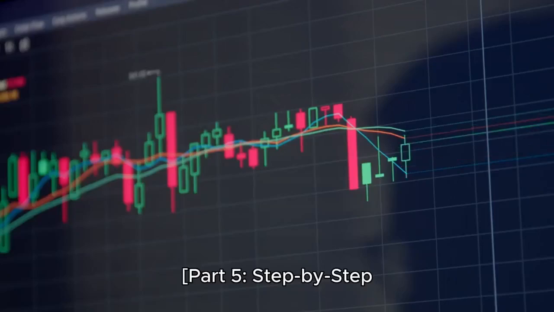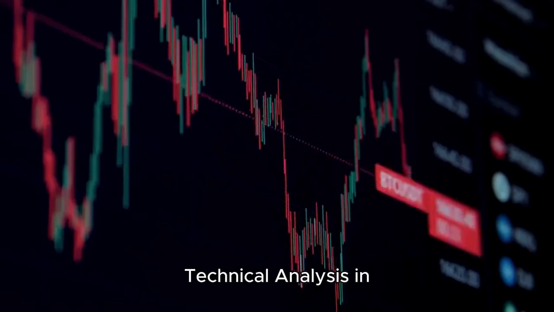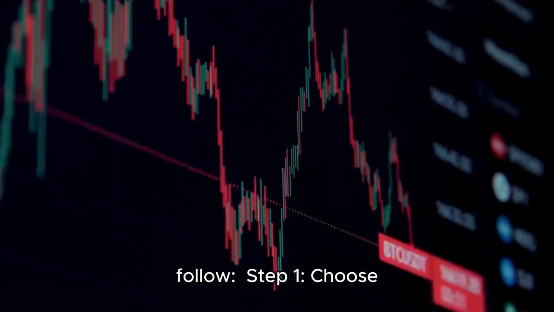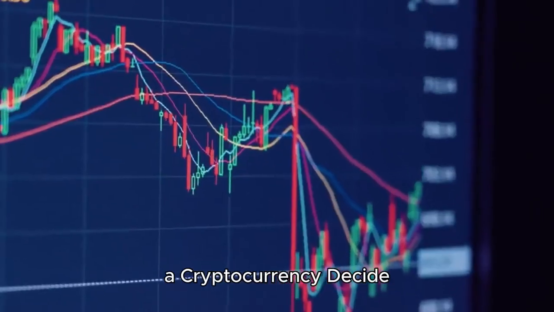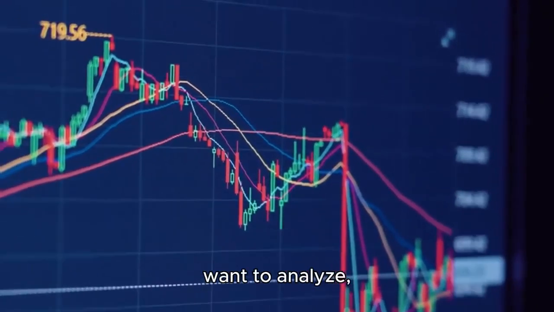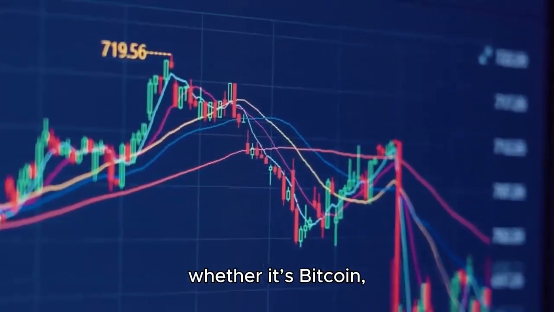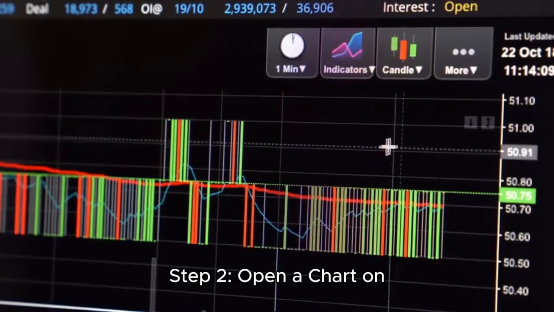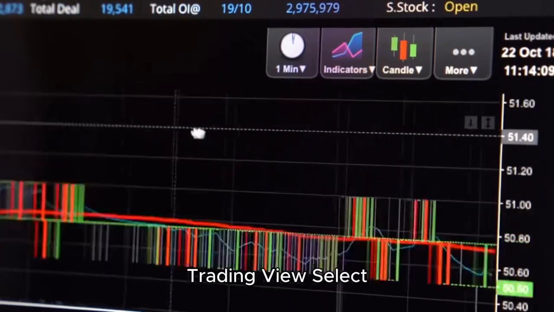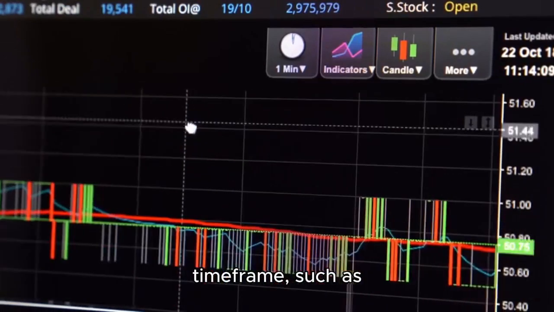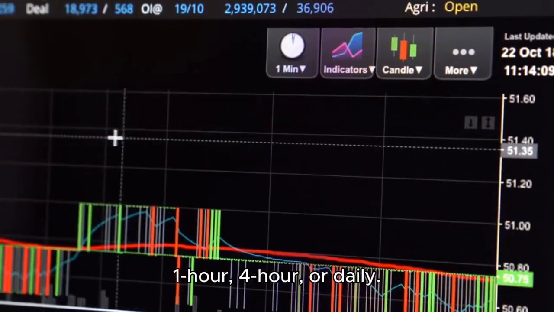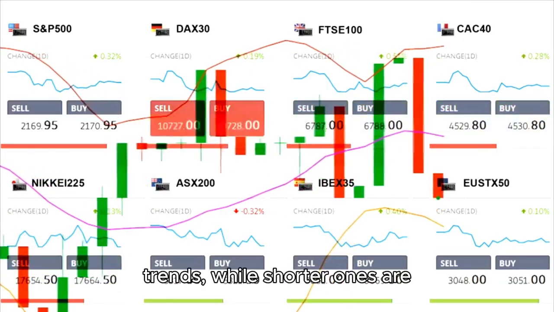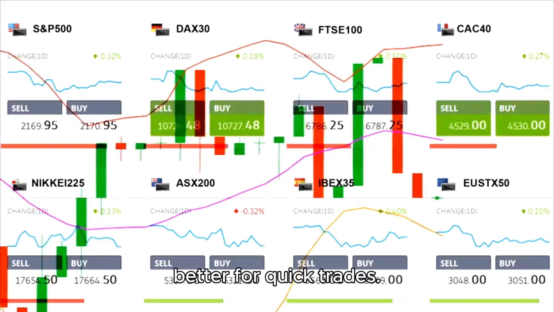Step-by-step guide to applying technical analysis in crypto trading. Here's a simple process to follow. Step 1. Choose a cryptocurrency. Decide which crypto asset you want to analyze, whether it's Bitcoin, Ethereum, or a smaller altcoin. Step 2. Open a chart on TradingView. Select your preferred time frame, such as 1 hour, 4 hour, or daily. Longer time frames are ideal for identifying overall trends, while shorter ones are better for quick trades.